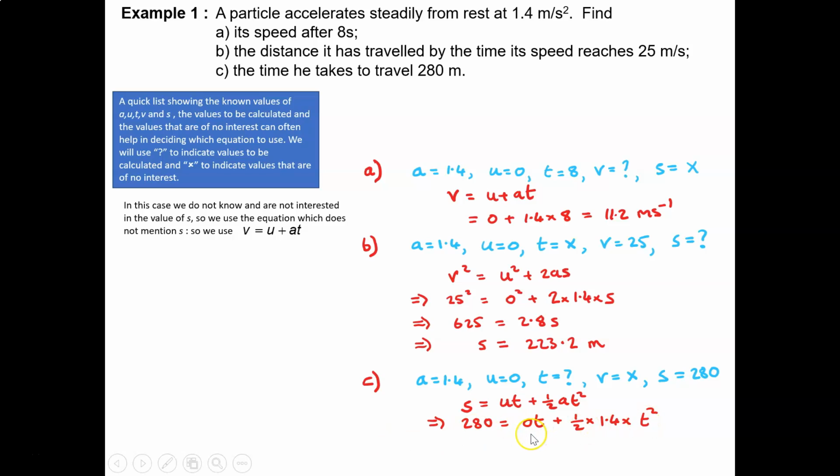Now, being as we've got a naught there, it's only a quadratic without the T term, so it's just T squared we've got in the equation. We can divide by 0.7 and we get that T squared is 400, so T would be plus or minus, but in this situation, we're taking the positive, so T is 20 seconds.